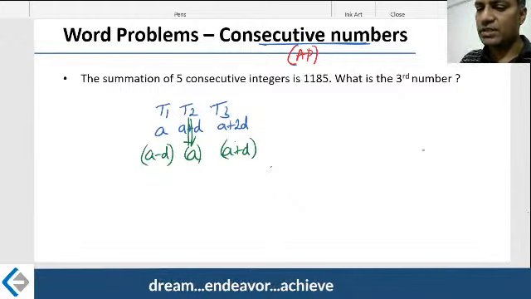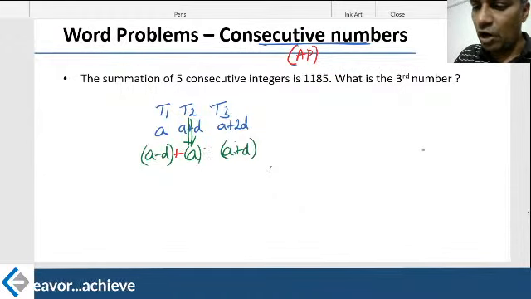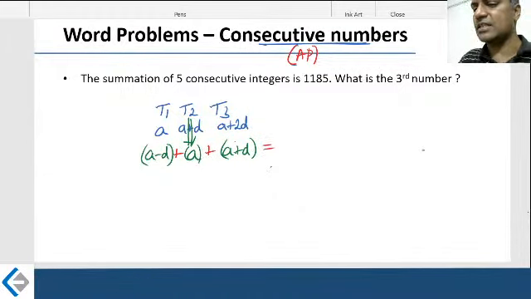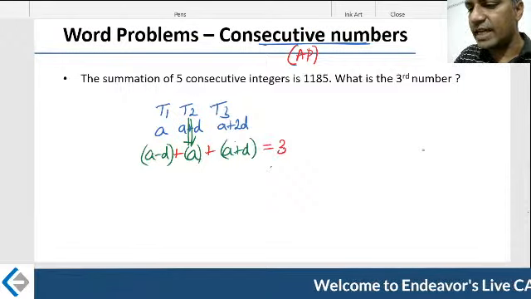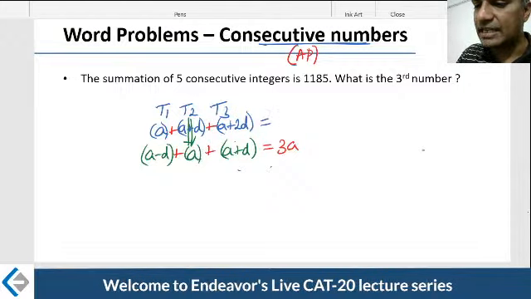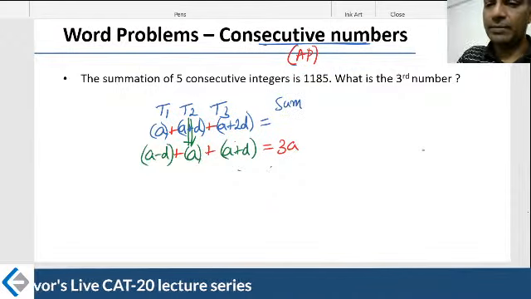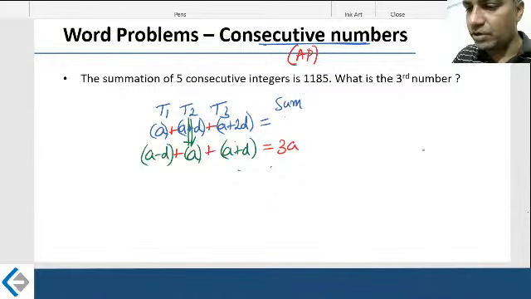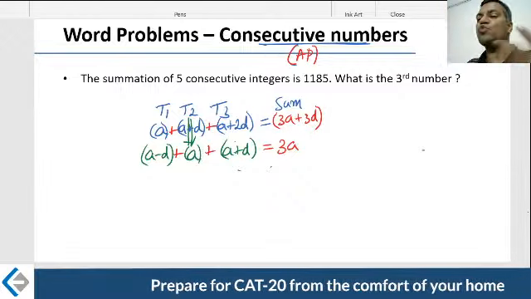Look at the sum. How beautiful it will turn out. If you add these numbers, it will turn out to be 3A. Technically, it becomes one variable. On the other hand, had you considered the first term as A, the second term as A plus D, the third term as A plus 2D, and added all of them, it's a mess. It would become 3A plus 3D. Technically, there are 2 variables.